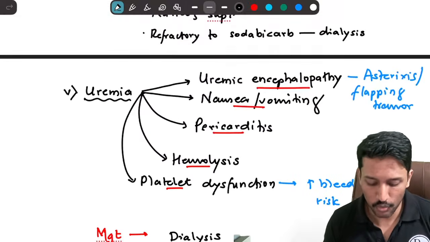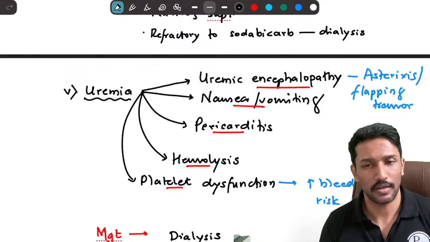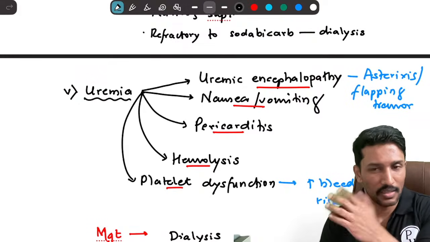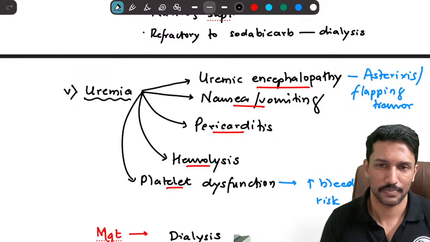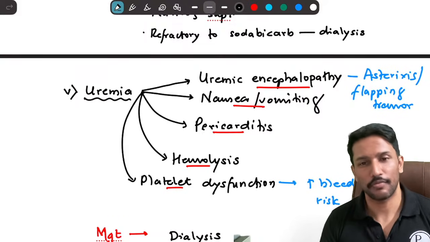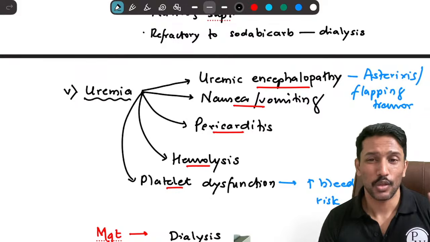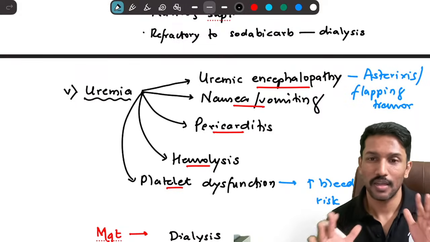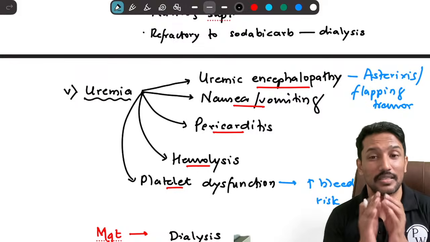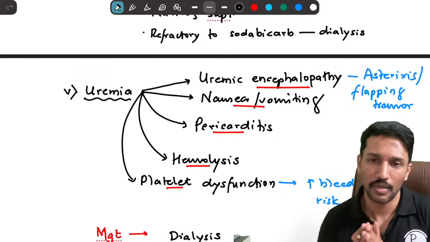So any CKD patient who is having severe nausea, vomiting, and the other causes like gastritis or some food poisoning are ruled out, then you have to go for dialysis. Any patient with uremic encephalopathy, uremic pericarditis, uremic hemolysis, you have to go for dialysis. There is no other way. So uremic complications are considered as an absolute indication for dialysis.